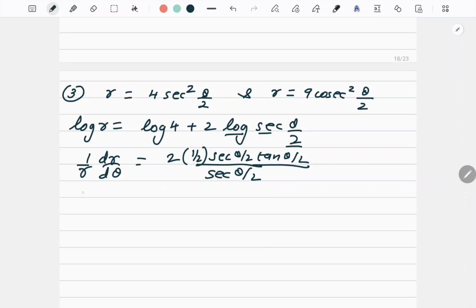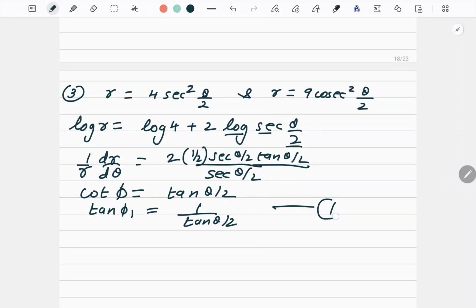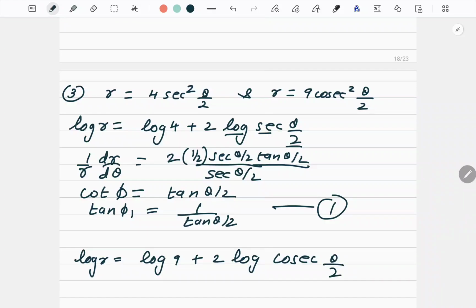Okay. So now cot phi is equal to, secant is gone, only tan theta by 2 is left. So tan phi 1, tan is just the reciprocal I am taking, is 1 upon tan theta by 2. This is equation number 1. Go to the second equation now. So log r is equal to log 9 plus 2 log cosec theta by 2. I hope all of you are understanding how I am doing this. We know that log of m to the power n is equal to n log m. Okay, so that's why this 2 is coming in front.